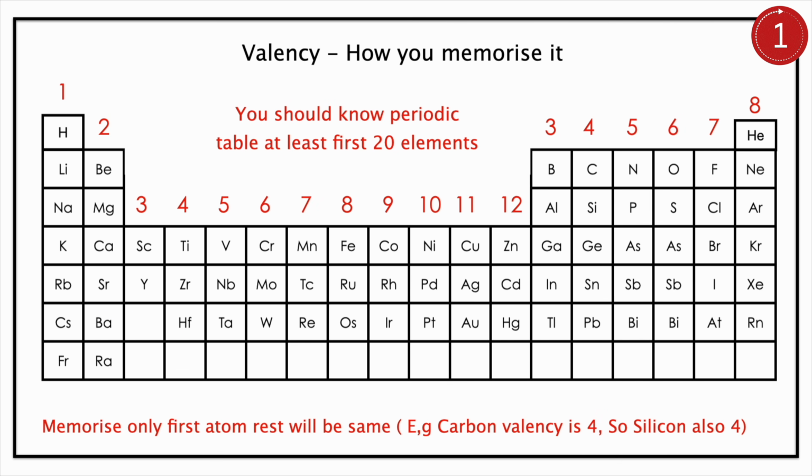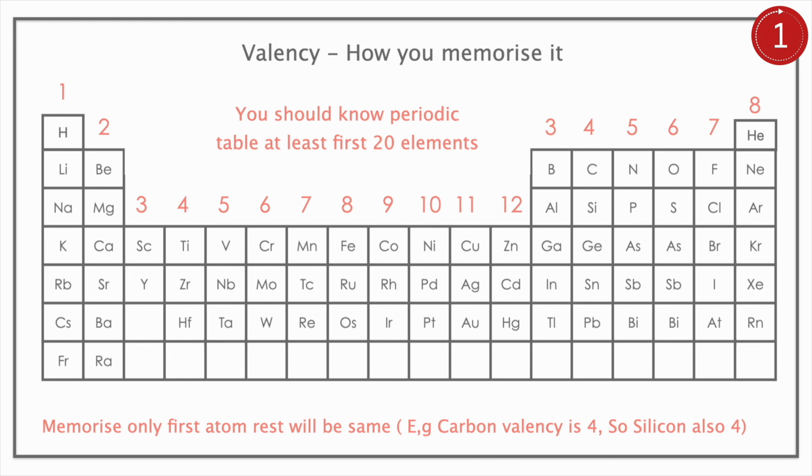Here one important thing is valency. You should memorize at least the first 20 elements. The valency will mostly be the atomic number for the first row. Here memorization will be easy. All the elements are arranged by their electronic configuration. The first atom of the group and all others will have the same electronic configuration. So better memorize the first 20 elements.